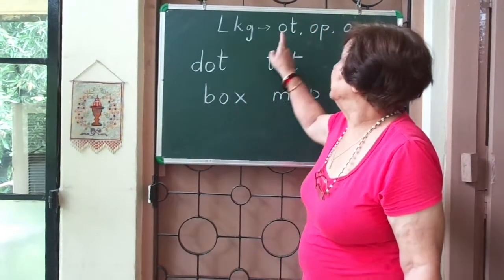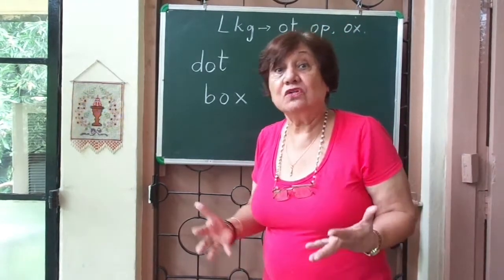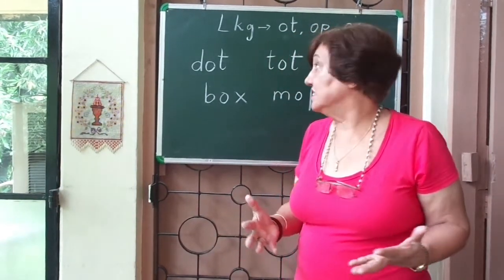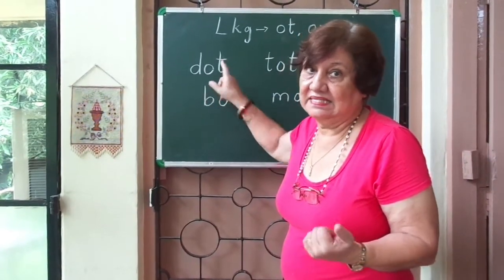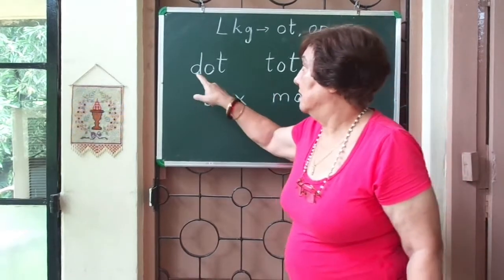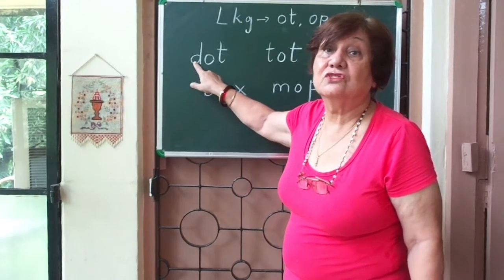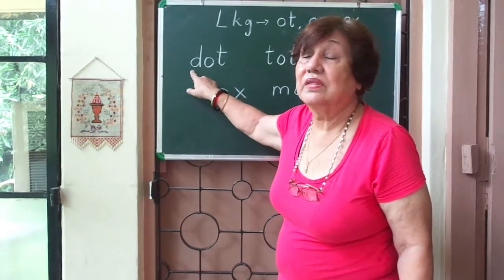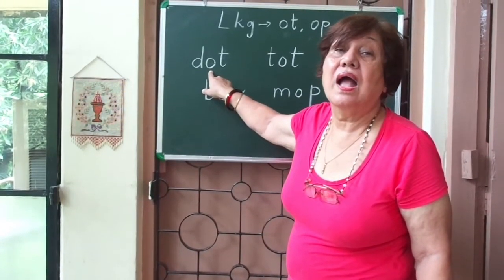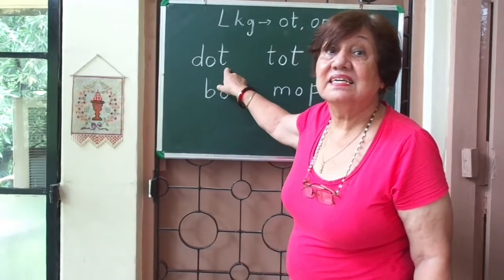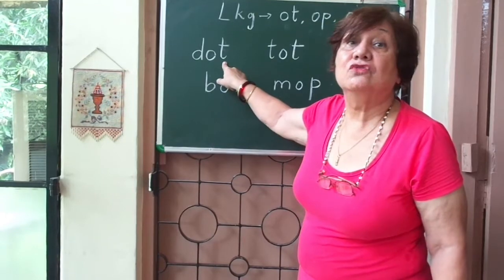Children, we just learned OT, OP, and OX words, right? Now I am going to teach you what sound the first letter makes, the middle letter and the last letter. So let's start. This letter D. So what does D say? D. So this is the first letter, D. The middle letter is O. O says O. And the last letter is T. T says T. So D, O, T, dot.